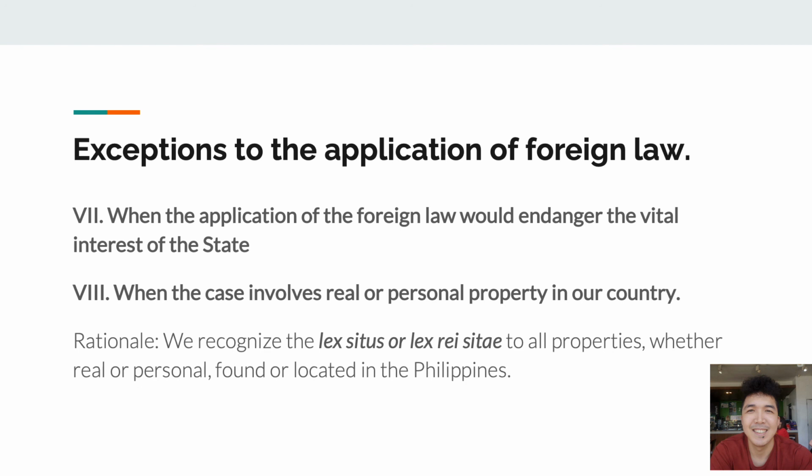Why? Because we recognize the lex situs or lex rei sitae to all properties, whether real or personal, found or located in the Philippines.